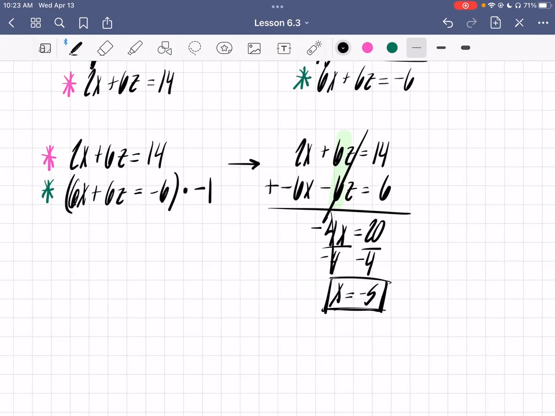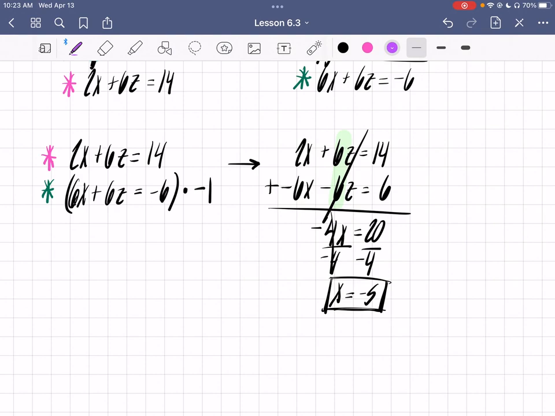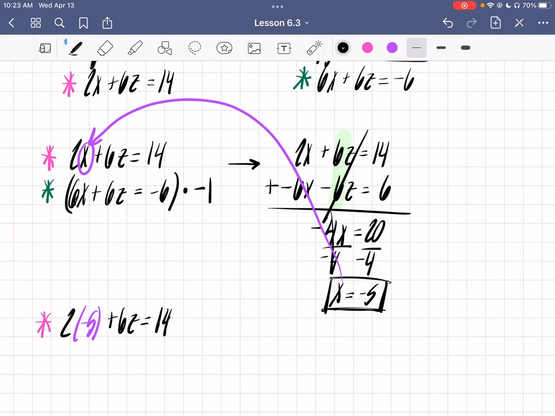All right, so next step, we back substitute this in for one of the original equations that I was just using in two variables. So either this one here or this one here. I'm going to use the top equation just because that one looks a little bit easier to use. I'm going to plug it in here, and I'm just going to star this down here so I know which equation I was plugging it back into. 2 times negative 5 plus 6z equals 14. So this gives me negative 10 plus 6z equals 14.